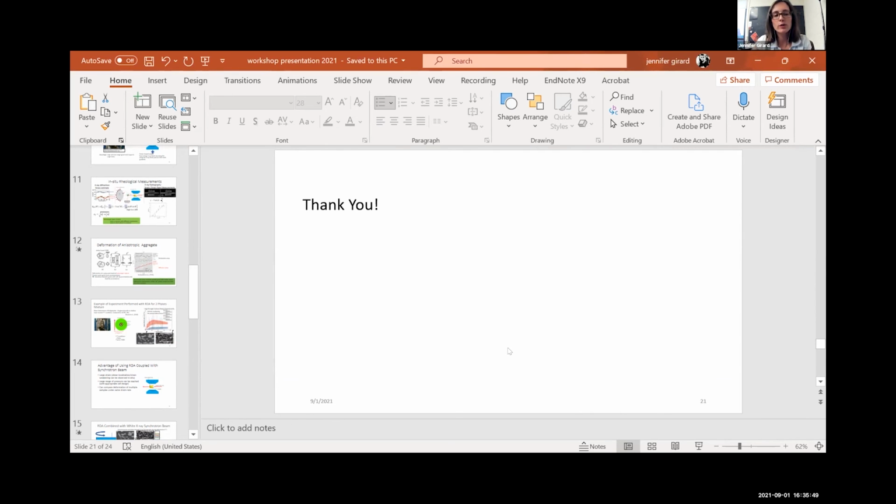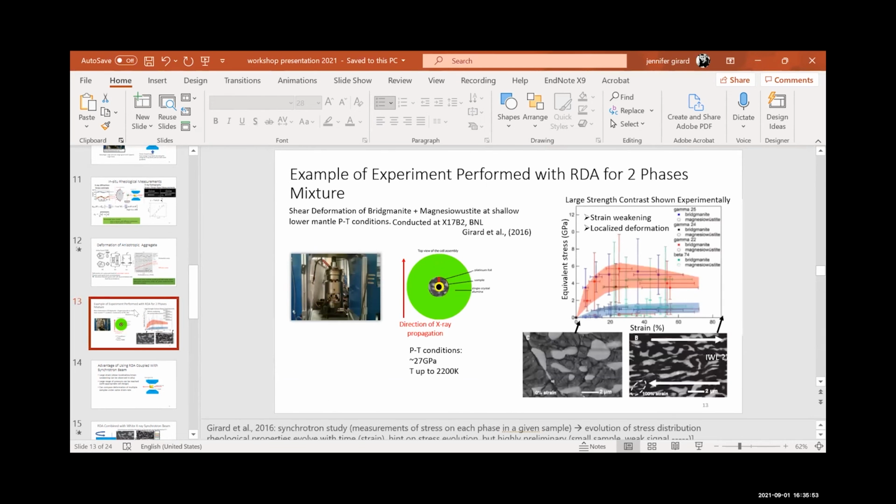I don't think you can do it from X-ray. Sorry, what was the question? If you can identify the deformation mechanism, either dislocation glide or dislocation climb, using synchrotron, I don't think it's possible, if I understood the question. Yeah, it's written in the chat.